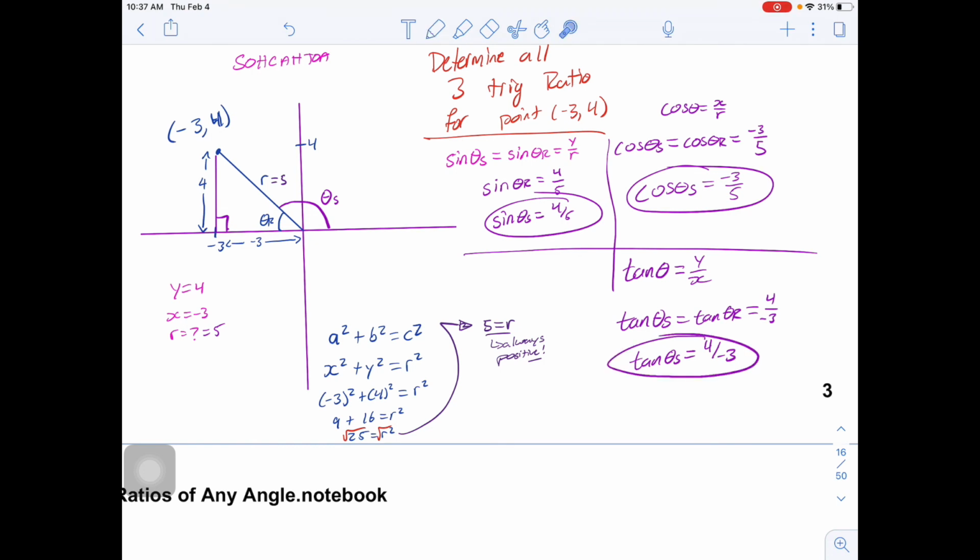And we can see here, remember, for our CAST rule, what should be the only ratio that's positive? Sine. And is that true here? Yes, sine becomes the only positive ratio that we see.